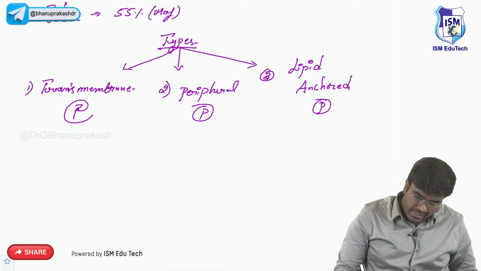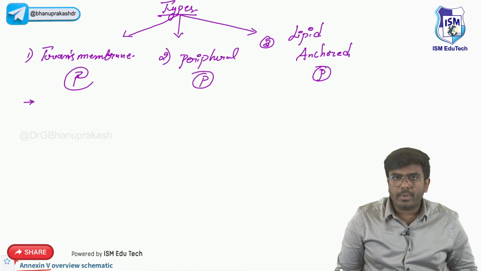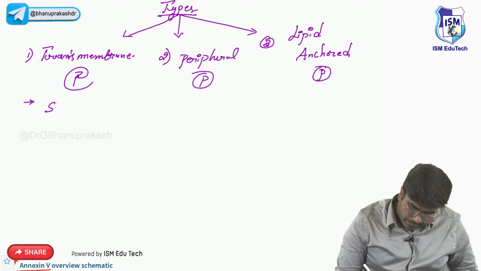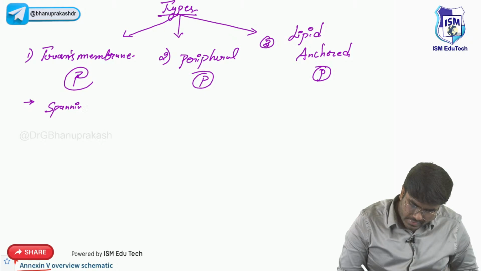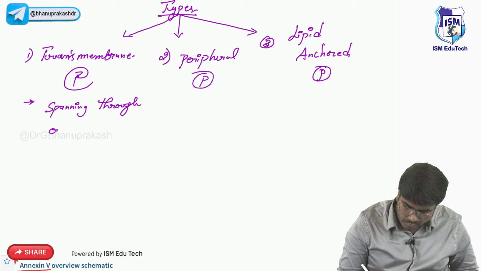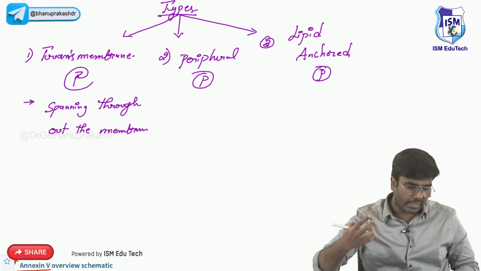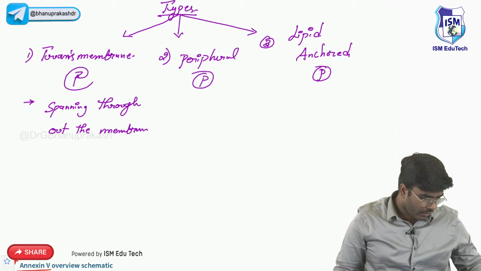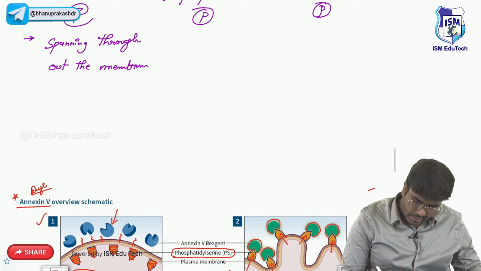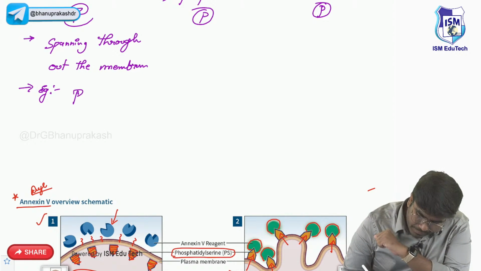First of all, let's talk about the transmembrane proteins. Important points you need to know. What exactly is a transmembrane protein? The protein which is spanning throughout the membrane, passing through the entire membrane. Now the MCQs which will come in your exam will ask what the examples of these transmembrane proteins are. The examples are receptors.